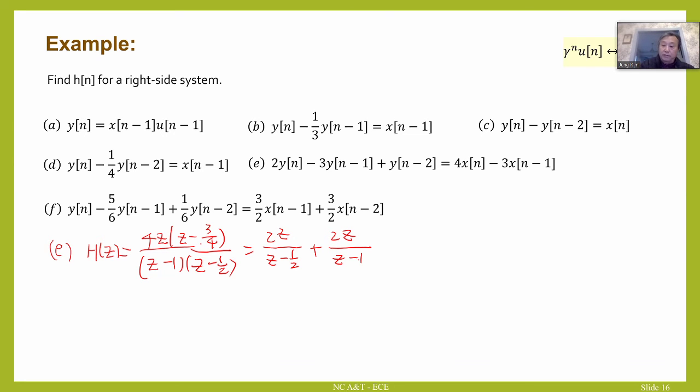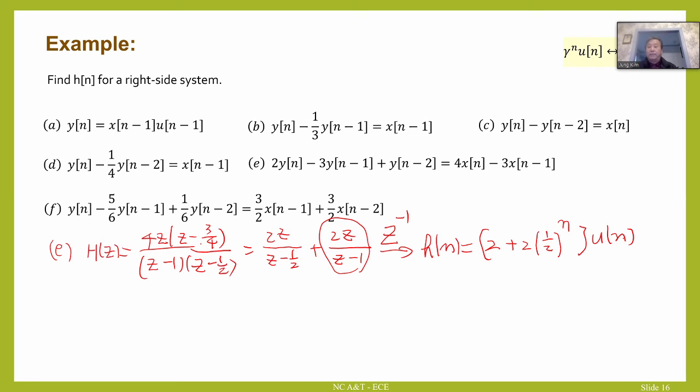Now the inverse z transform. H of n is, let's do the first one, this guy: 2 times 1 half to the n, times u of n, plus 2 times u of n. Okay. So far it's okay?